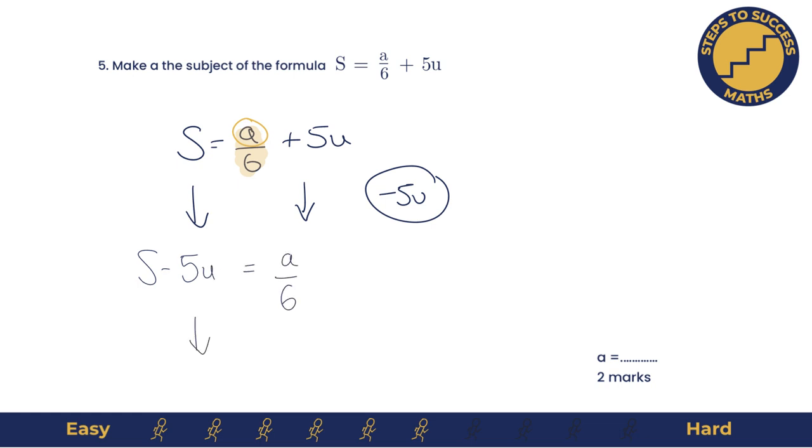Now, at the moment, A is being divided by 6, and the opposite of divide is times. So we need to times by 6. S minus 5U, and it all needs to be times by 6, so we're going to have to use a bracket. So we've got 6 and then bracket S minus 5U to show it's all timesing is equal to A.